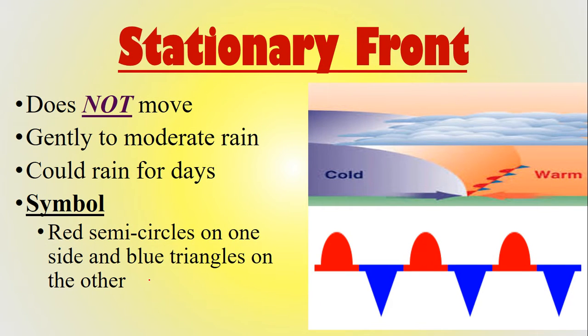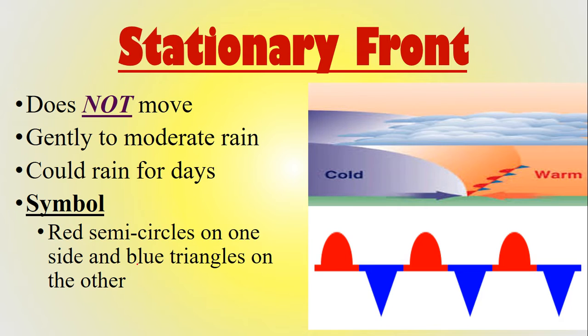Stationary front. A stationary front is kind of like what the word stationary means. It does not move. Usually there's gentle to moderate rain, and it could rain for days. Not constantly, but it could rain off and on for a couple days.